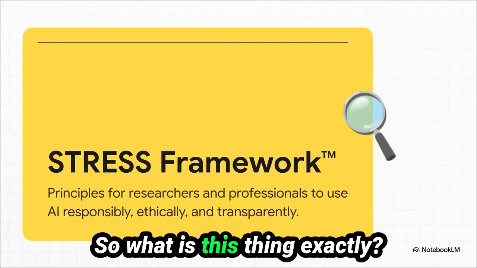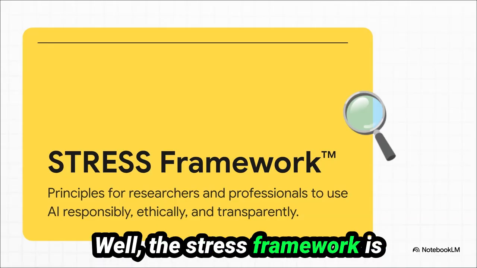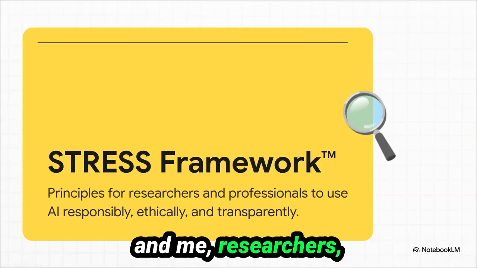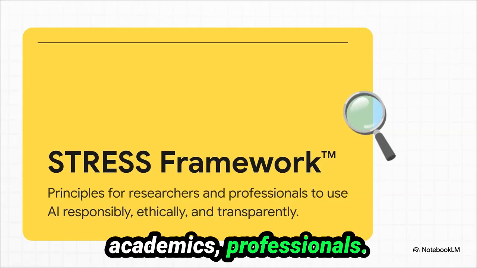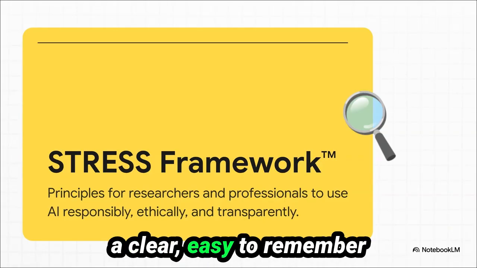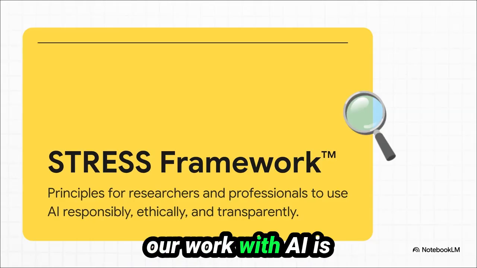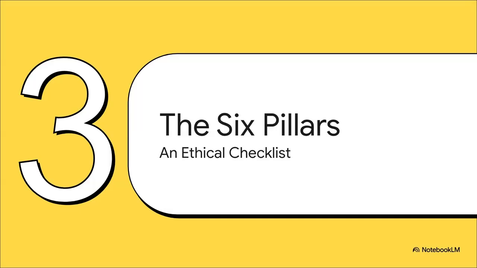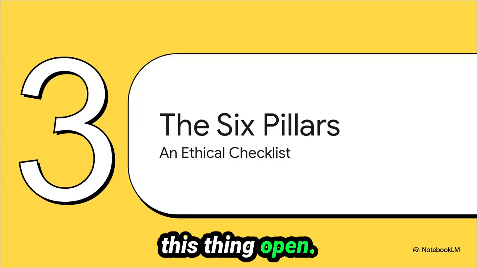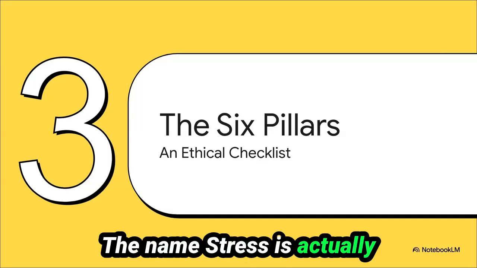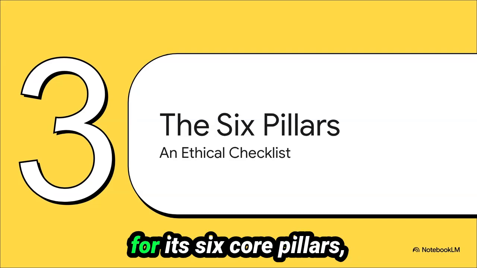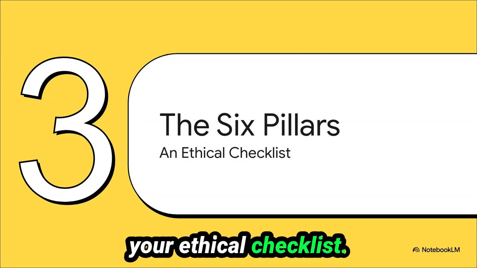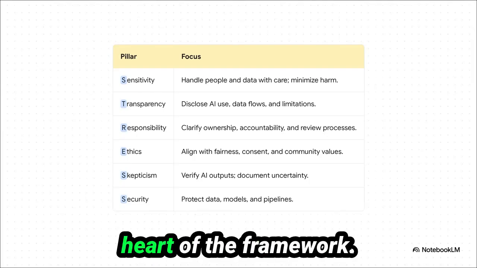So what is this thing exactly? Well, the STRESS framework is basically a set of principles made for people like you and me, researchers, academics, professionals. Its whole goal is to give us a clear, easy-to-remember roadmap to make sure our work with AI is responsible, ethical, and completely transparent. Okay, so let's crack this thing open. The name, STRESS, is actually a pretty clever acronym for its 6 core pillars, which basically act as your ethical checklist.